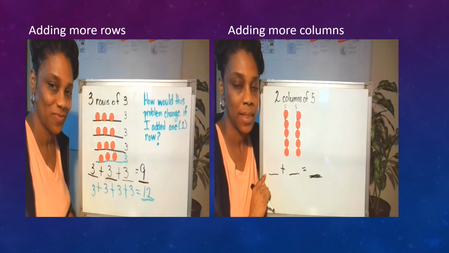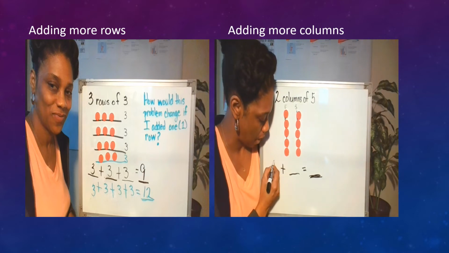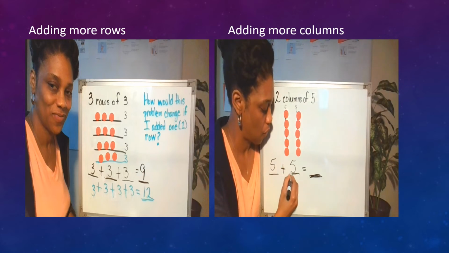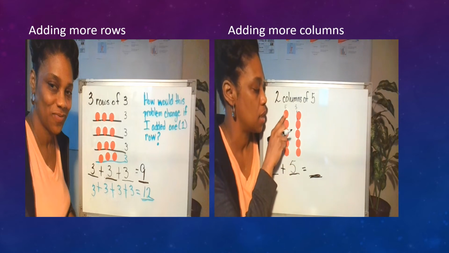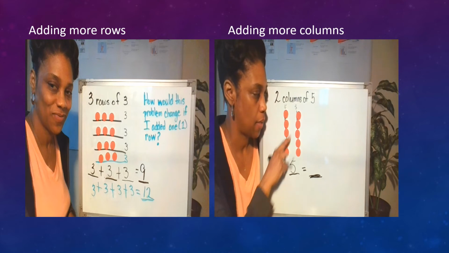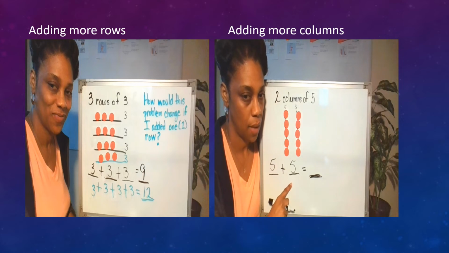Now, how would I write that as a repeated addition sentence? I would write that as 5 plus 5. So 5 plus 5 would equal, let's see, let's count it all together. 1, 2, 3, 4, 5, 6, 7, 8, 9, 10. 5 plus 5 equals 10.